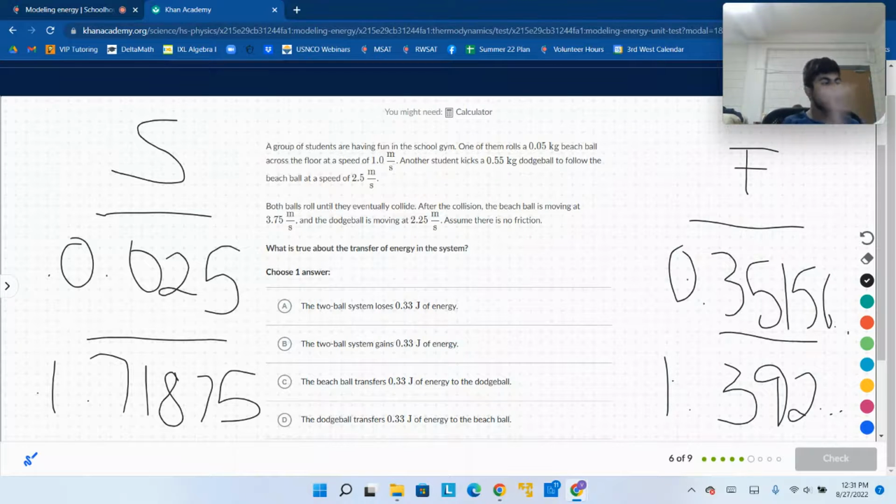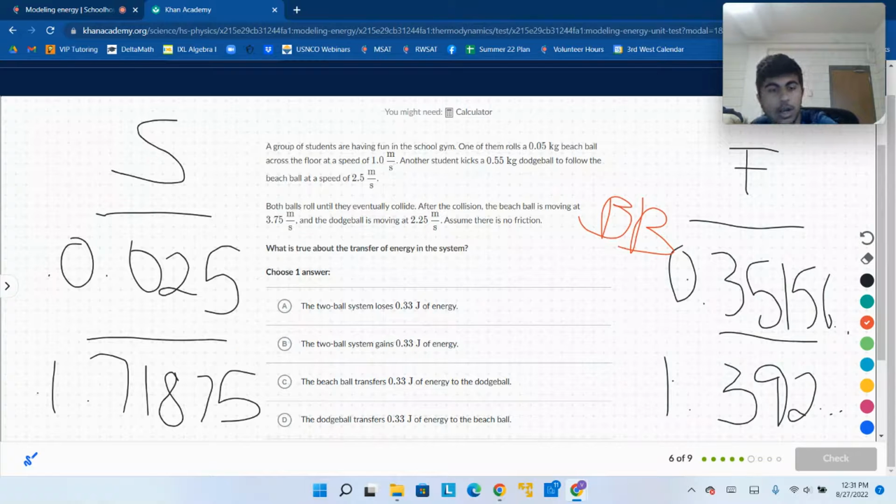The energy went from one thing and it went to the other thing. Everything is good, right? The system doesn't lose any energy. It has the same energy as it started with, the exact same amount of energy at the beginning and the end. What did change is that the beach ball gained some energy, around 0.33 joules of energy, and this one lost 0.33 joules of energy.